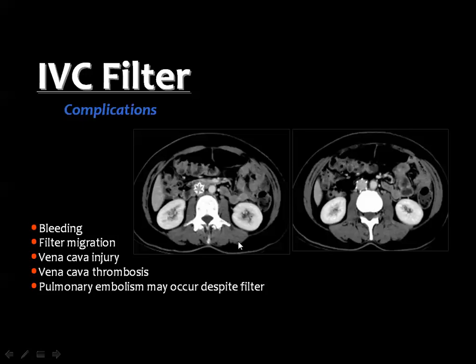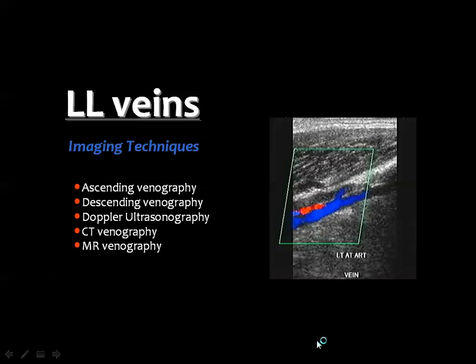And here is the appearance of the filter by CT. See the limbs of the filter and the umbrella. These are the complications of IVC filters: bleeding, filter migration, vena cava injury, vena cava thrombosis. Pulmonary embolism may occur despite of the filter presence.